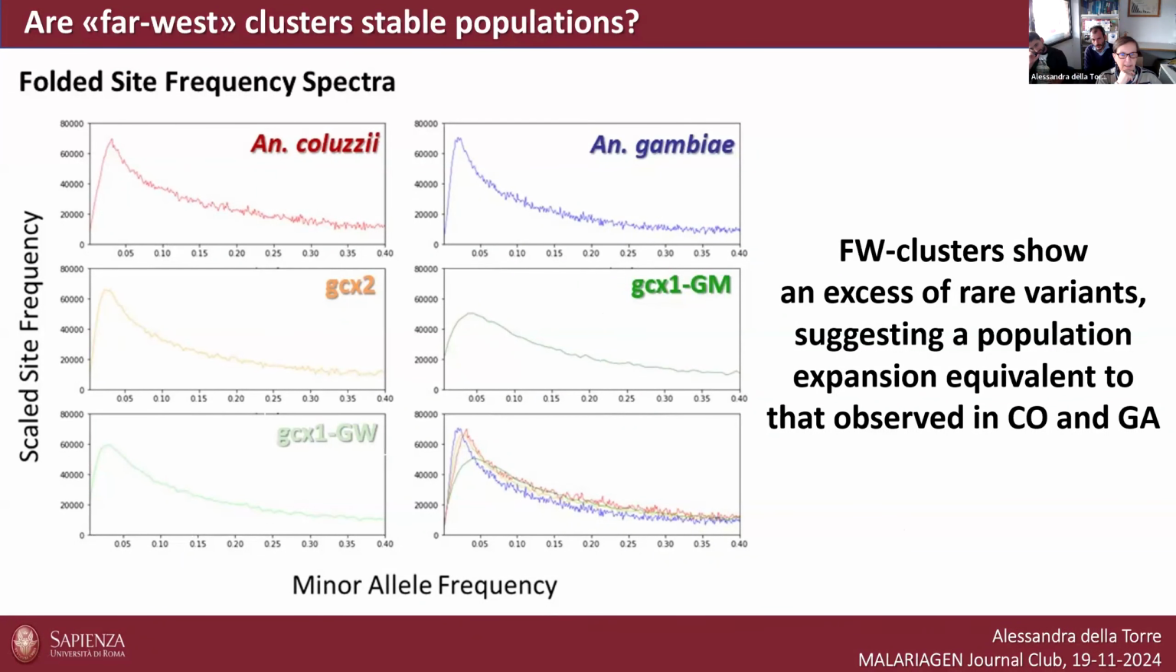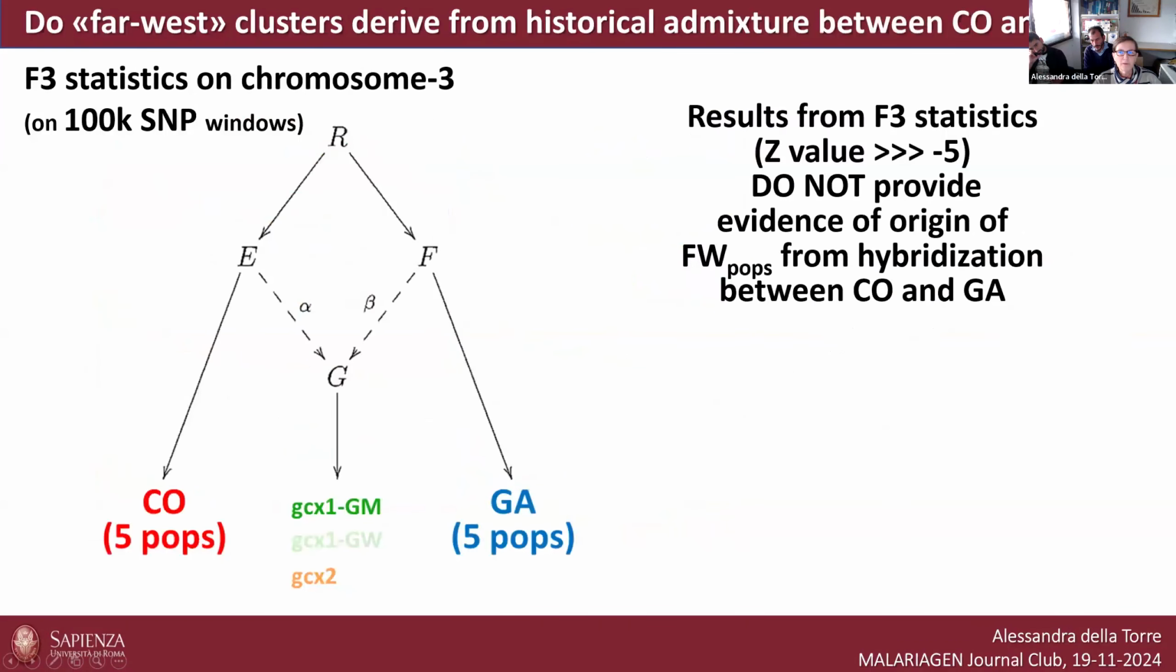We did not put the graph for the Kenya population, which is the other, let's say, strange population in the data set. But if you see that population, you don't have this shape of the curve, but you have a flat line, which shows that there is a very low number of rare variations. So apparently, the Far West populations are as stable as coluzzii and gambiae. And then we wondered what the history of this population was, and we went straight to the main question that we always had.